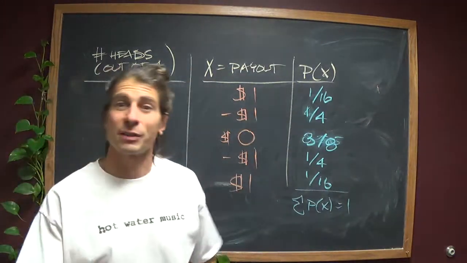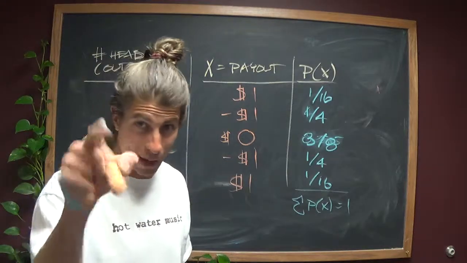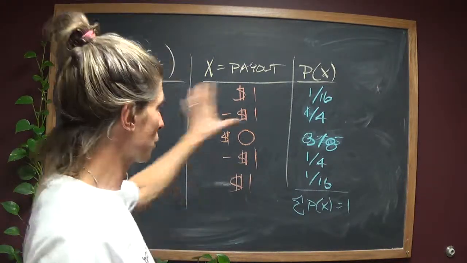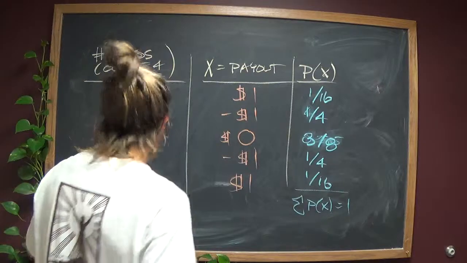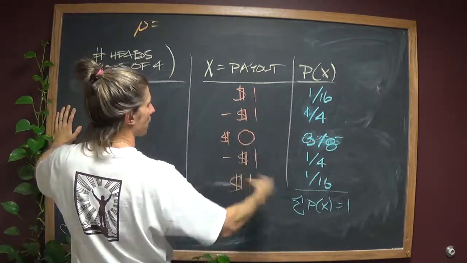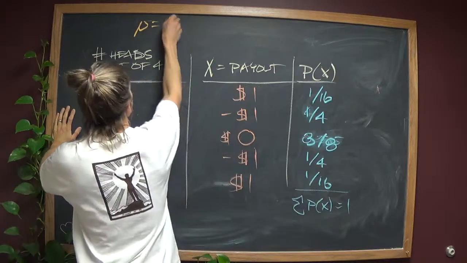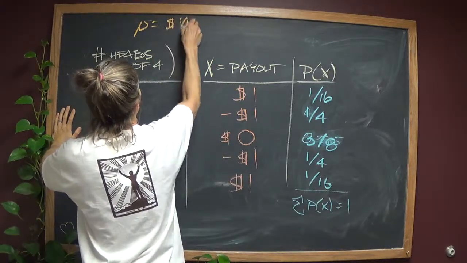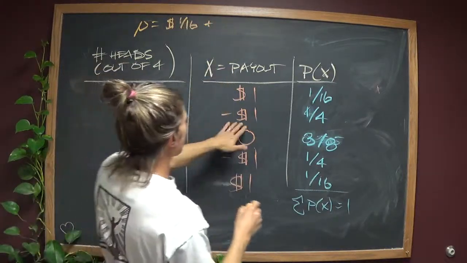The next thing I ask you to do is figure out your average. Your average, not mine, yours. So on average, what's going to happen with this distribution? Well, your average is just the sum of all the probabilities and their payouts. So you get a 1/16. You get a negative 1/4.